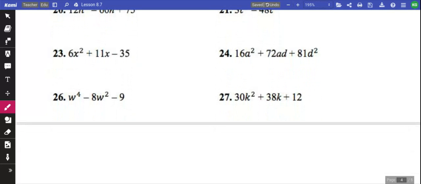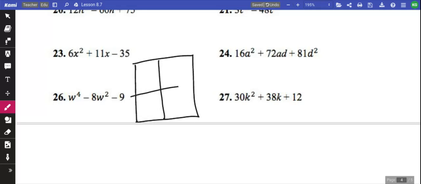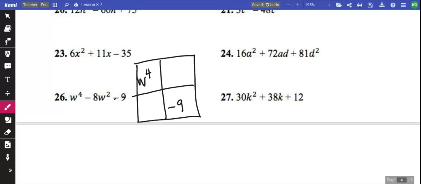Some of these go back to the window method, so we'll just do a practice here. On this one, because of the w to the 4th power, when I do factors of 9 that subtract to be 8, on this middle one, I'm going to do 9w squared and 1w squared to get that like term in the middle. Sign chart says the bigger one gets a minus, the smaller one gets a plus. So these have in common w squared minus 9, and these have in common w squared plus 1.